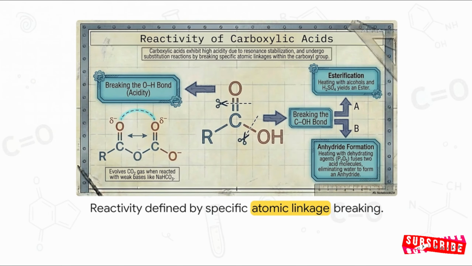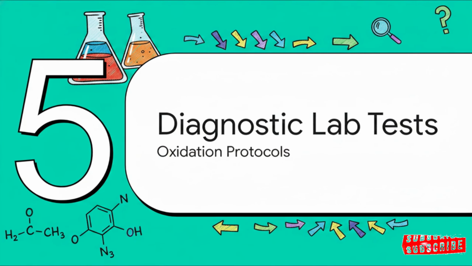For carboxylic acids, reactivity is simply a matter of anatomical precision. Breaking the OH bond unleashes its high acidity, evolving carbon dioxide gas when reacted with weak bases. Just like the classic baking soda and vinegar volcano from grade school. However, if you cleave the C-OH bond on the other side of the group, you open up entirely different pathways to fuse molecules together, such as heating with alcohols to yield an ester, or using dehydrating agents to fuse two acids into an anhydride.